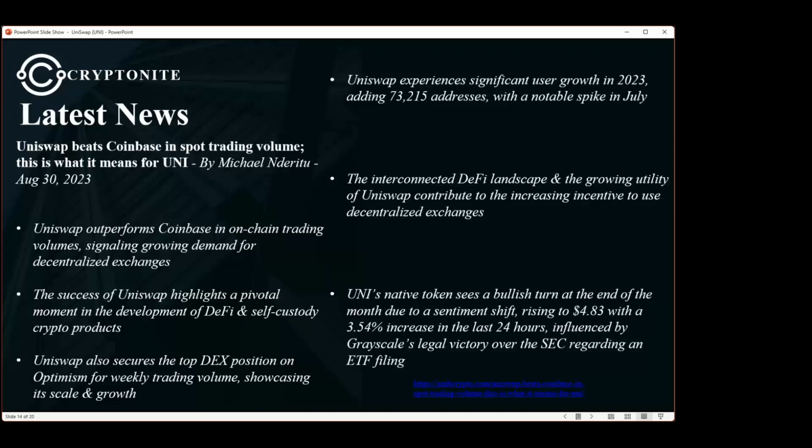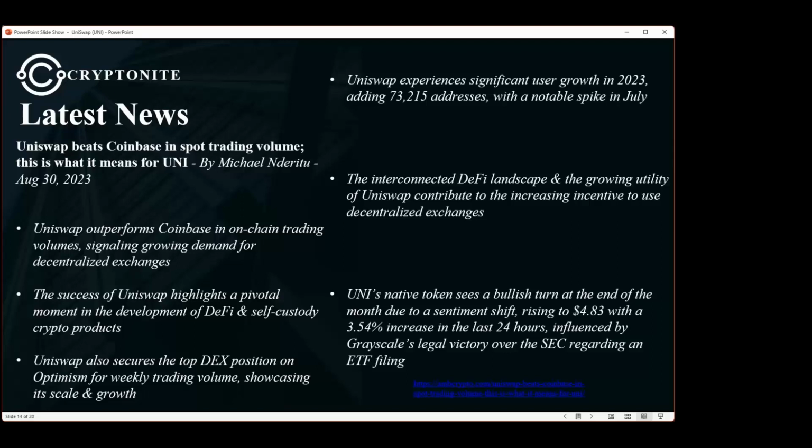In 2023, Uniswap has experienced a huge growth in the number of users. They've added more than 73,000 addresses. And there was a big spike in July.